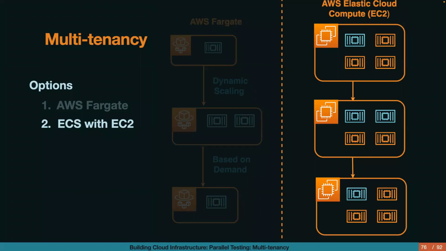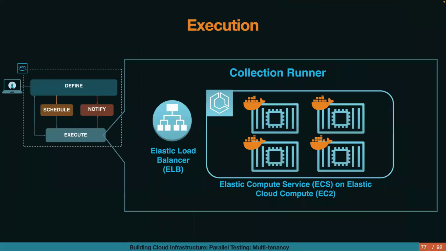Overall, the solution is as follows. We hosted multiple instances of collection runners in Docker containers housed in EC2 instances and used a load balancer to direct traffic to different containers. At this point, we had both the definition and the execution component in the cloud.